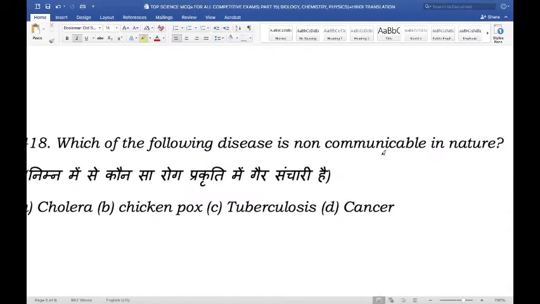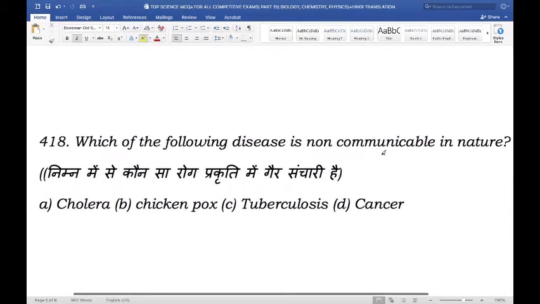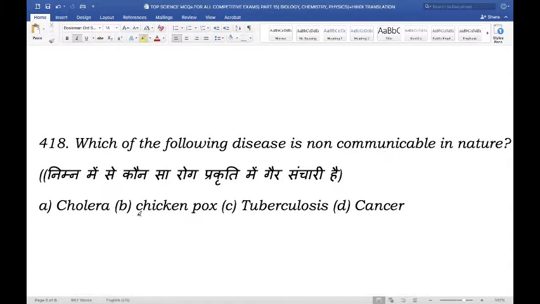Next, which of the following disease is non-communicable in nature? Is it cholera, chickenpox, tuberculosis, or cancer? Non-communicable disease, which also stands for NCD, is a disease that is not transmissible directly from one person to another. So NCDs include Parkinson's disease, autoimmune disease, stroke, and most heart diseases, and cancer, along with diabetes. So out of these options, cancer is the correct option.